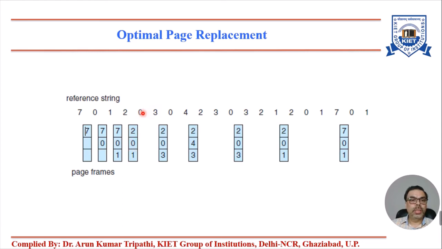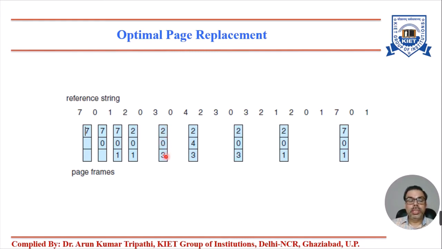Then 0 is referenced by the CPU, it is in the memory, so there is no page fault. Now there is an address generated by the CPU as 3. So 3 is not in the memory. So which will get replaced? 2, 0 and 1. 0 is required here, 2 is required here. So 1 should be the victim page, because 1 is required latest. So it will replace 1 by 3. So 3 will be brought into the main memory. Now 0 is required, 0 is already there. Then 4 is required. Now 4 is not in the main memory.